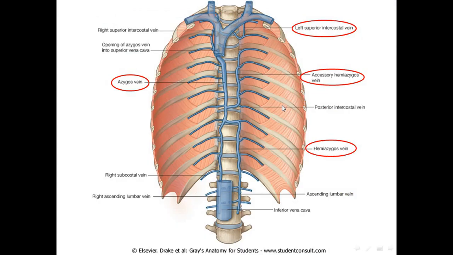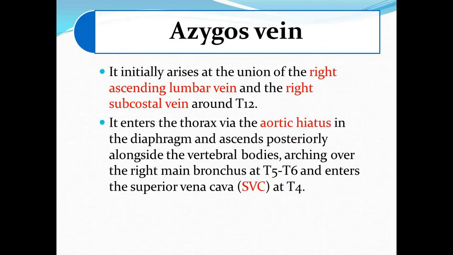Let's have a look at this illustration from Gray's Anatomy. This is an illustration of the azygos venous system. On the right side, we have the azygos vein. On the left side, we have the left superior intercostal vein, the accessory hemiazygos, and the hemiazygos. Are we okay here? Okay. We'll talk about each of them separately.